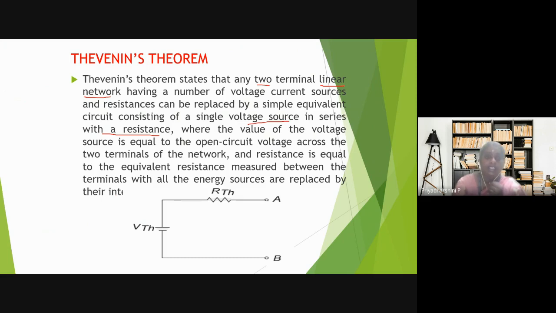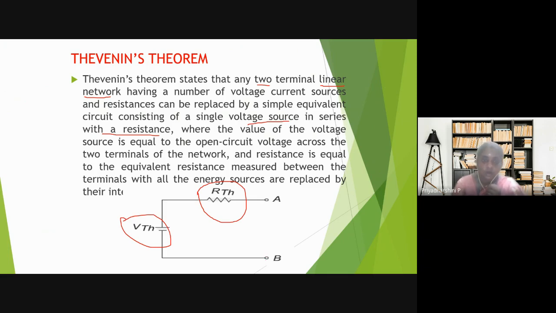So what Thevenin's theorem states is that it is applicable especially for a linear network. If I have a number of voltage sources, it can be replaced by a single, simple equivalent circuit. The circuit consists of a voltage source and an equivalent resistance, which are calculated or measured across the two terminals.